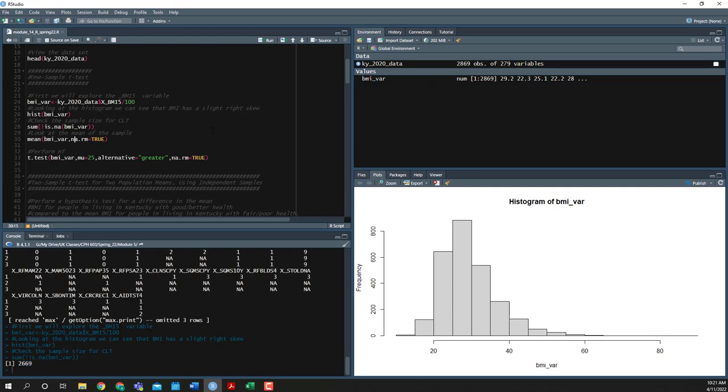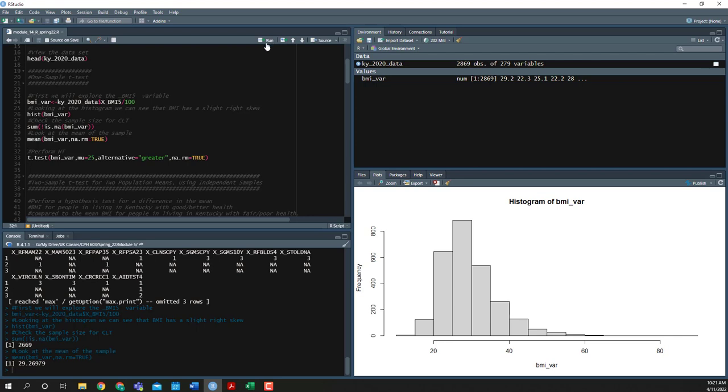And then it's always a good idea just to look at the mean of the sample as well. And so we see the mean of the sample is 29.27, which is obviously higher than 25. And so now our question is, since that's what's occurring in the sample, is that enough evidence to suggest that is also happening in the population?